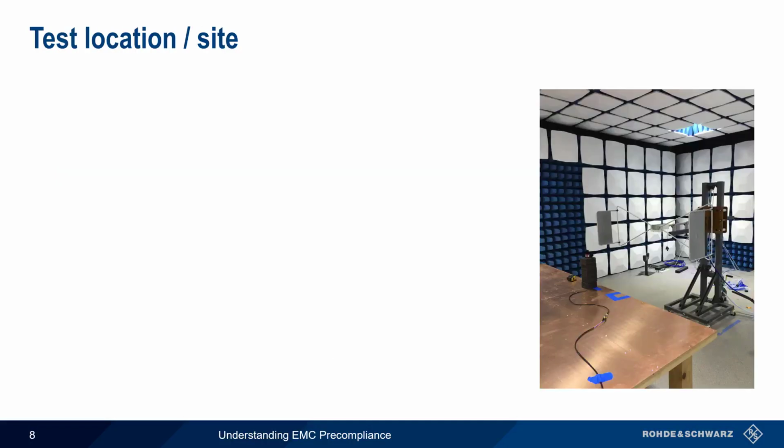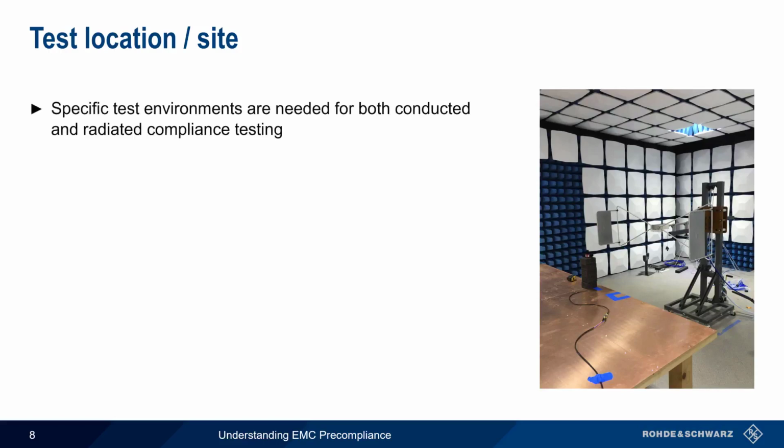Let's start by looking at the test location or site. Compliance testing normally requires specific test environments or test setups. In the case of conducted testing, the testing environment is relatively easy to set up. Usually, all that's needed is a simple ground plane and a non-conductive table, in addition to the test instruments and accessories. Therefore, it's not difficult to perform conducted pre-compliance testing almost identically to how full compliance testing is performed.